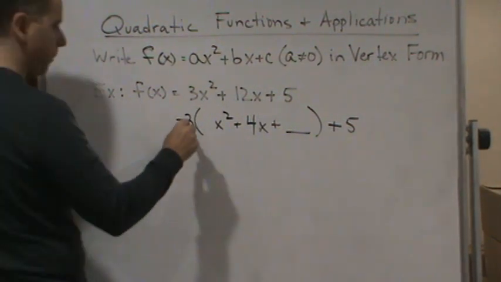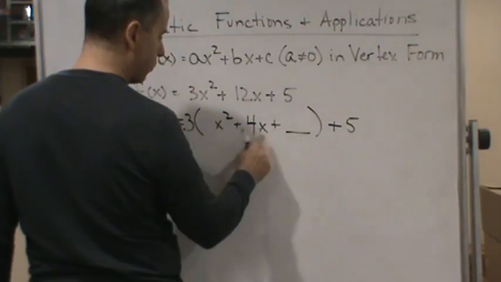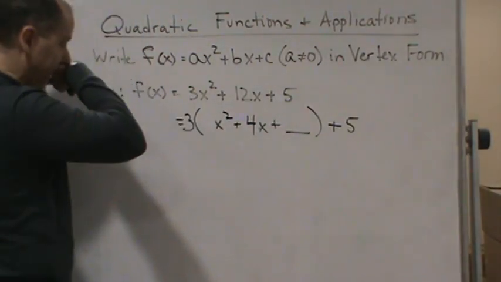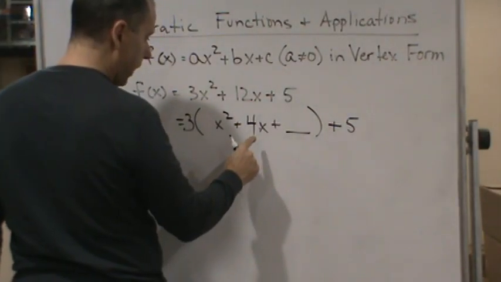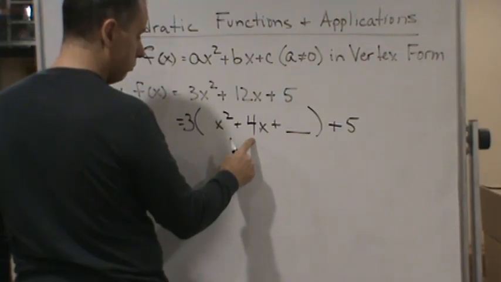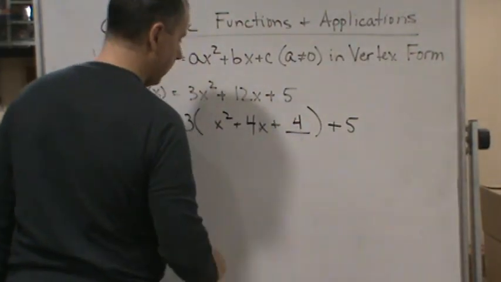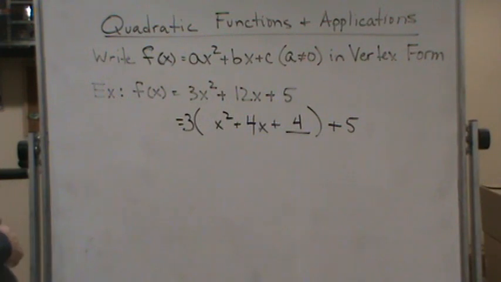Okay. Now I can find the perfect square, this constant term, by what? I can divide by 2 and square it. So if I divide by 2 and square it, I get 4. Right?